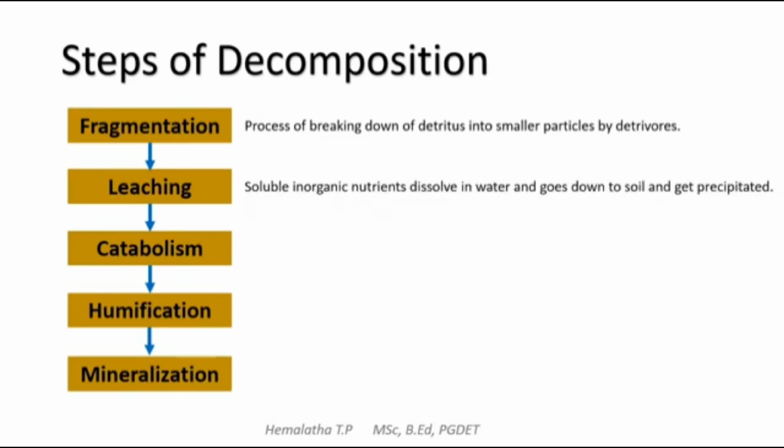The next process is leaching. Leaching is when soluble inorganic nutrients dissolve in water, go down into the soil and get precipitated. What will happen in this stage? The inorganic soluble nutrients present in the dead organic matter will be dissolved, and they will go deep into the soil and get precipitated later.